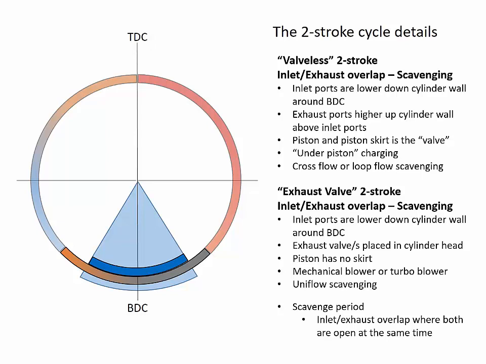The engine requires a mechanical blower or a turbocharger. This type of scavenging process is known as uniflow scavenging. It is a more efficient method of scavenging or replacing burnt gases in the cylinder. Loop flow or cross-flow scavenging might not be 100% effective in removing all the spent exhaust gases. So the scavenge period is the period where the inlet and exhaust are both open at the same time. You can see that in the blue quadrant close to bottom dead center in the picture.